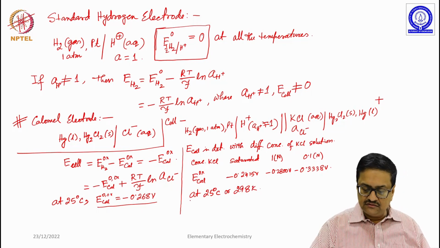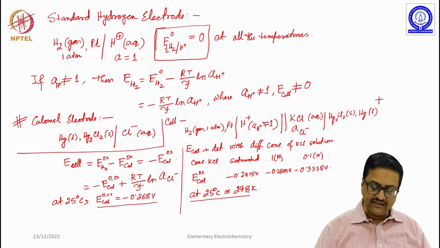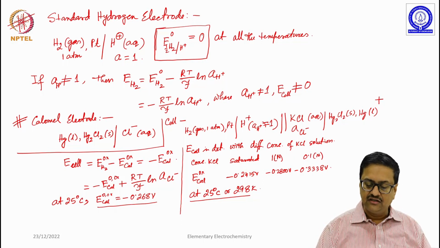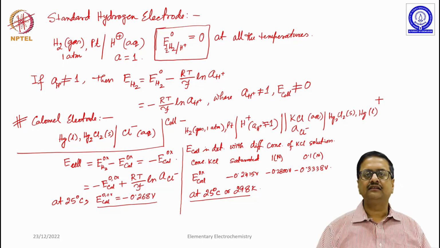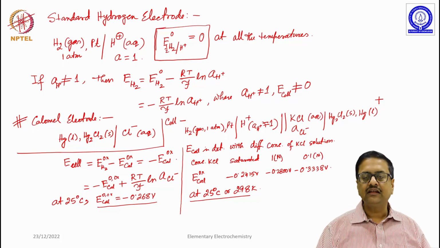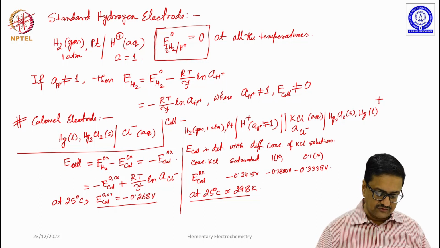So, with these different values of E calomel with different concentrations of KCl being determined, one can couple these calomel electrodes with any other unknown electrode, and determine their corresponding E0 value and find out whether it acts as a cathode or an anode when you couple this with your calomel electrode.